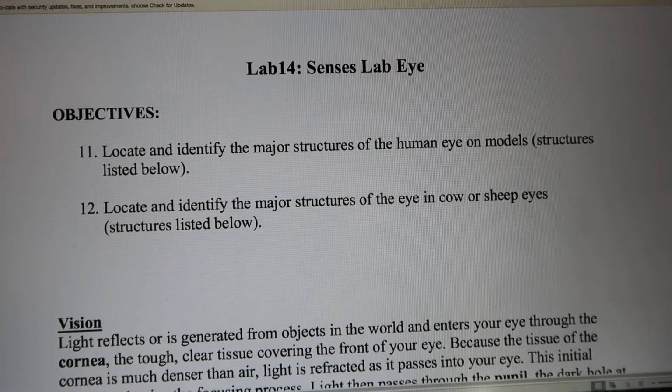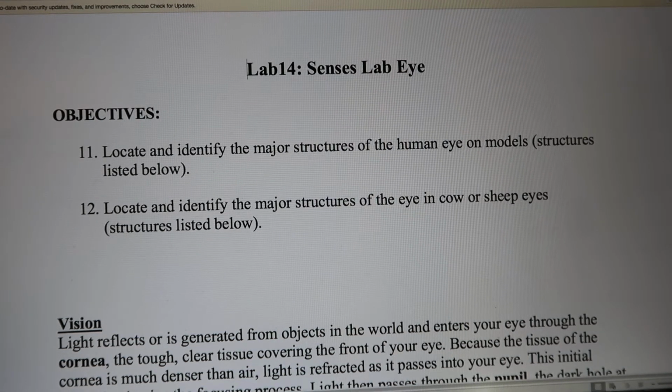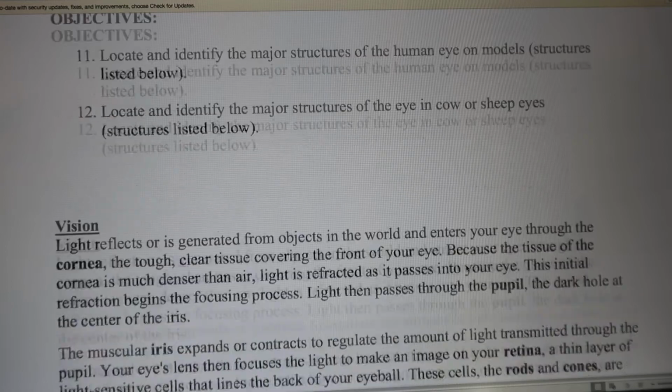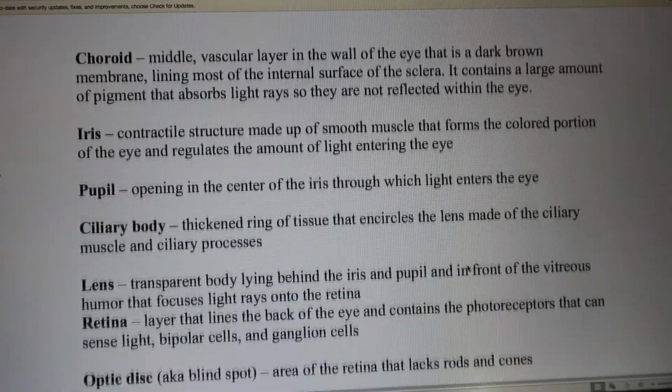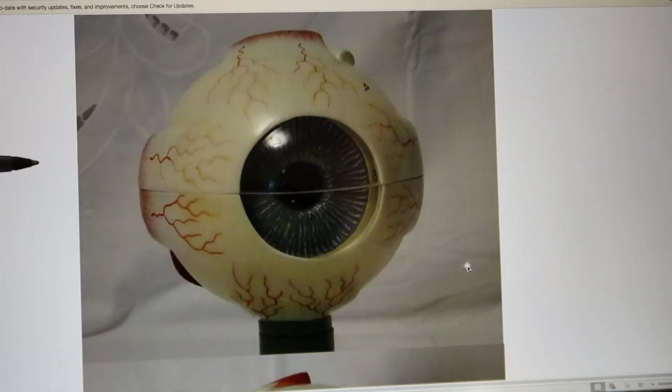We're in Lab 14, the sensory lab. In this lab, we're going to study the eye model from the outside to the inside. So you need to be familiar with these structures. And let's look at the eye model. So the eye model looks like this.